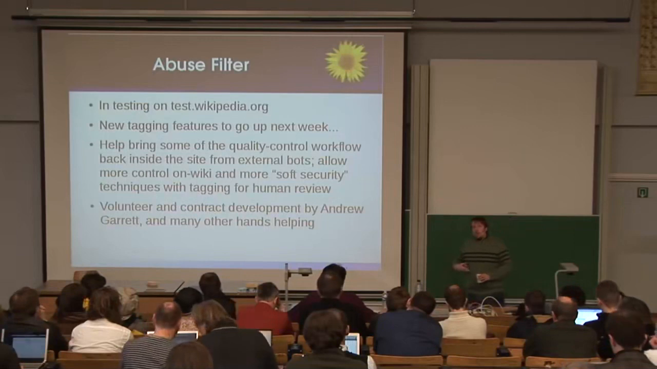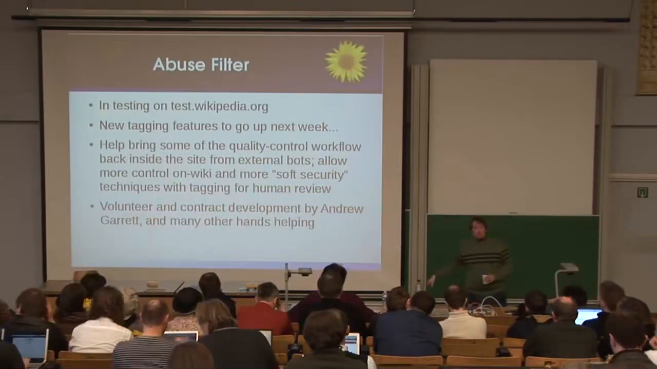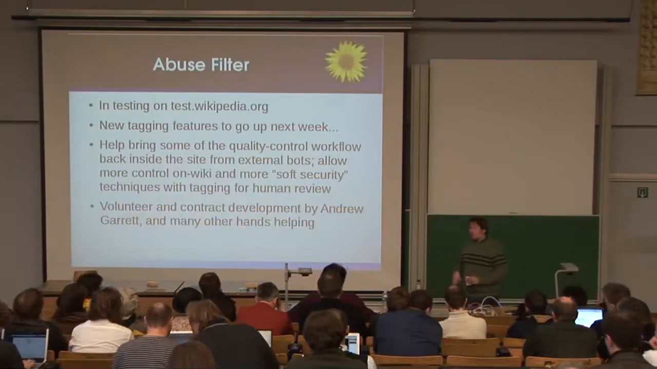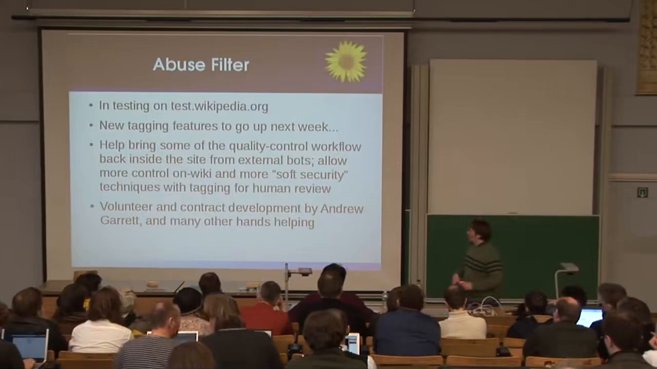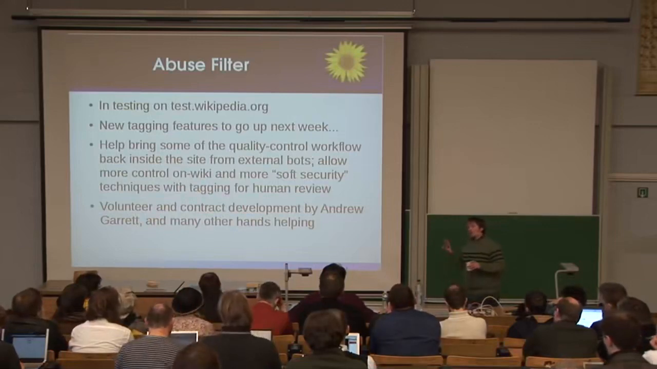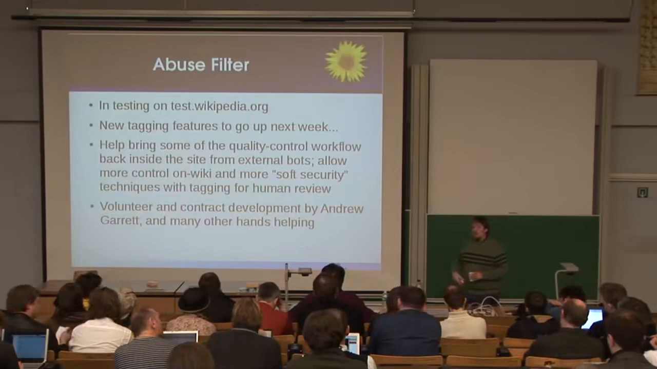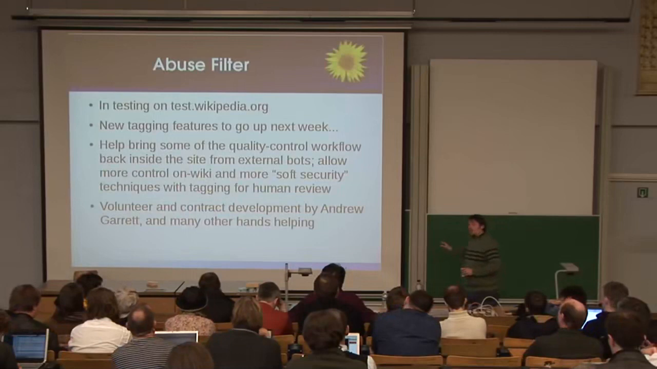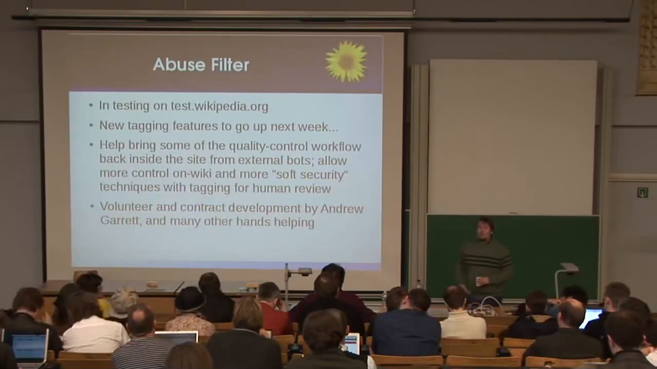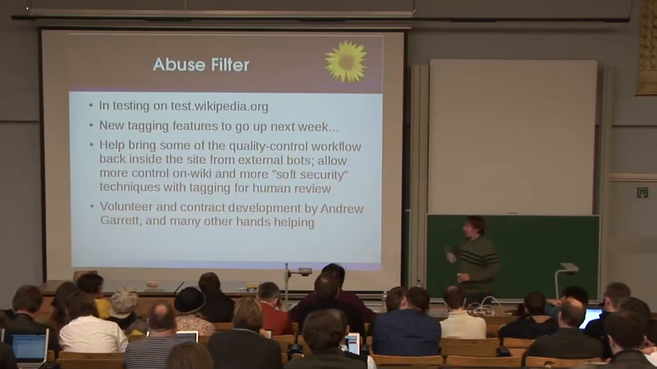So in addition to just being able to automatically revert something, which is what a lot of the third-party bot tools are doing now, we can do more traditional wiki soft security models by tagging things for human review. So maybe they'll get seen immediately, maybe they'll get seen in a few minutes, but by being able to tag them, we actually create an environment where someone can go in and specifically pay more attention to the problem edits instead of having to review every single thing individually.